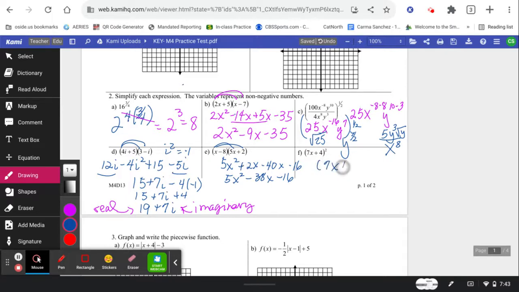Last but not least, don't forget that if there's something squared, we can stretch it out twice, and then do the box method or the FOIL method. So we're going to get 49x squared plus 28x plus 28x again, double that middle term, plus 16 at the end.